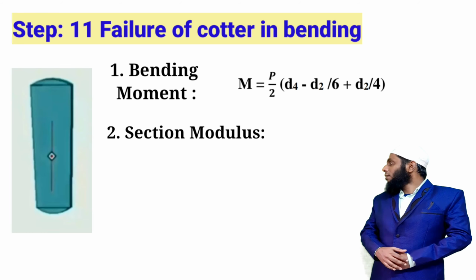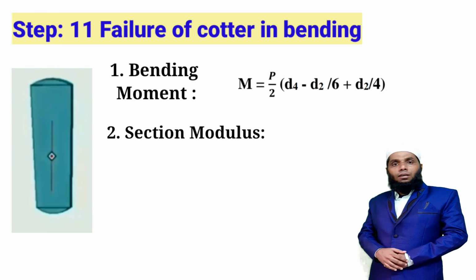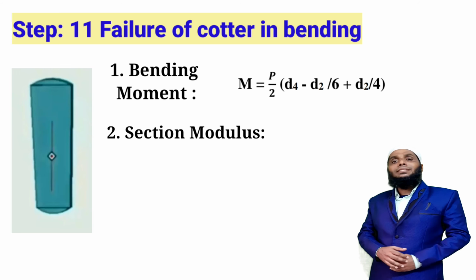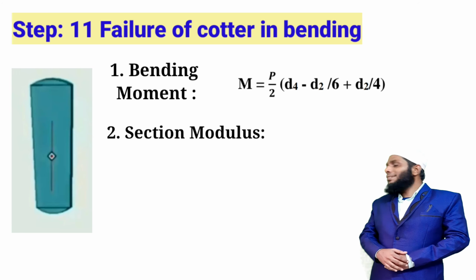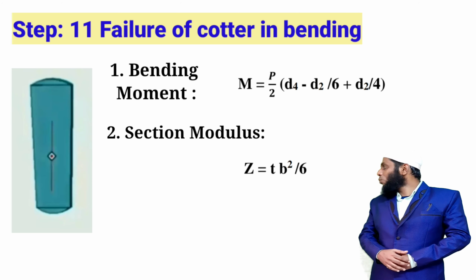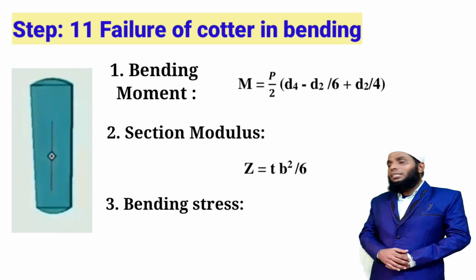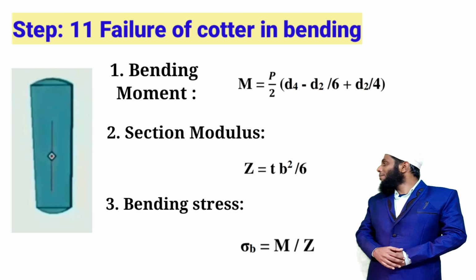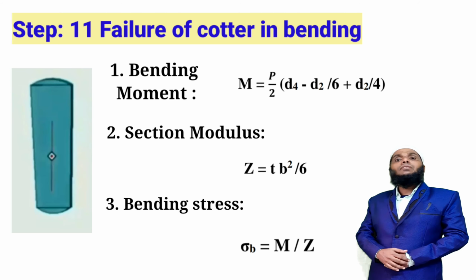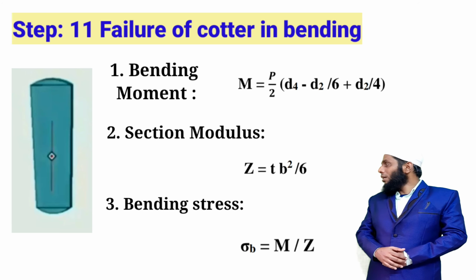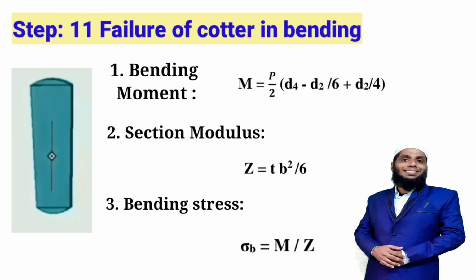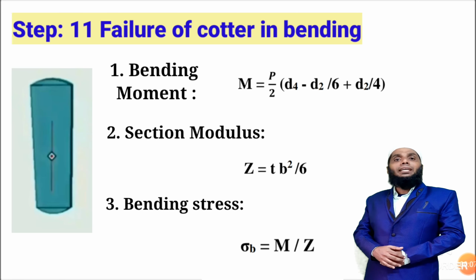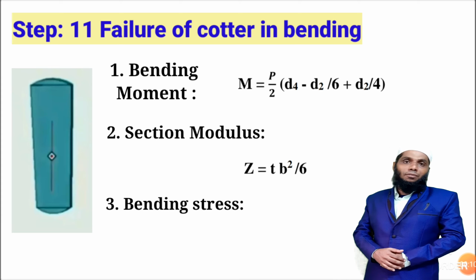And we know that the cross section of the cotter is rectangular. For a rectangular cross section, the section modulus can be determined as Z is equal to t b square upon 6. So we will substitute this value in the bending stress equation. Sigma b is equal to M upon Z. So sigma b is equal to P by 2 into [(d4 minus d2) divided by 6 plus d2 divided by 4] divided by (t b square upon 6). In this way, we can determine the bending stress of the cotter.